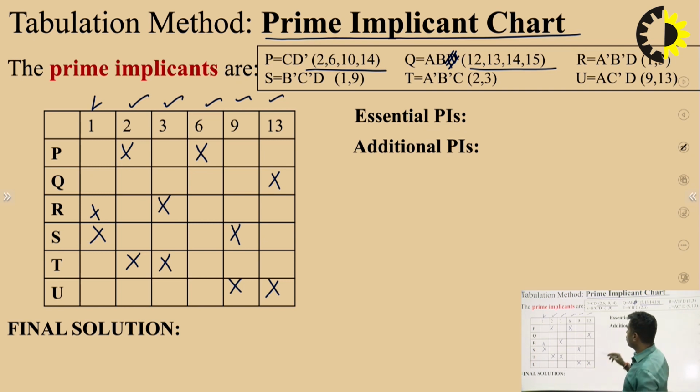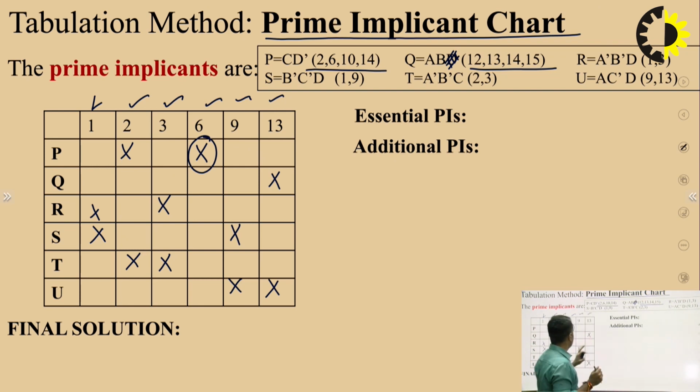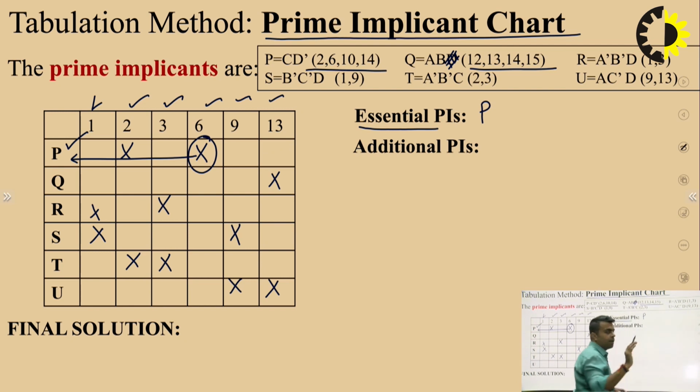Now we need to check all the columns and search for a single cross. So we can see that this is the only column where I can find a single cross. So this prime implicant has to be marked. That means P is essential. That means P will definitely be part of my answer, but I am not saying this is my answer. We need to check whether the essential prime implicant P is sufficient for my answer. For that I need to check whether it is covering all the terms or not.